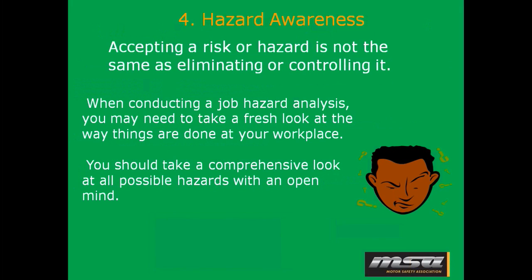The next step would be hazard awareness. People may tolerate hazards, but that doesn't mean it's controlled. For example, young workers seem to tolerate higher risks than older workers. Or sometimes we'll go into a dealership and we'll hear people say, I've been doing it 20 years this way and nothing has ever happened before. Well, to me that doesn't mean that a hazard doesn't exist. It just means that they've been lucky.